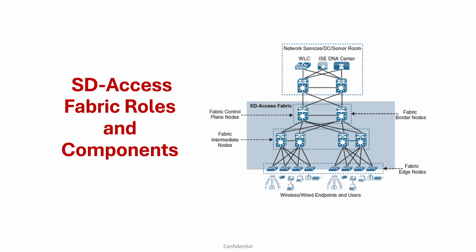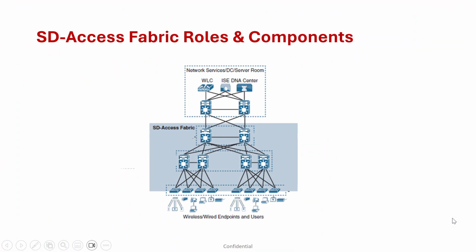In this session, I will discuss SD access fabric roles and components. The operation of an SD access fabric depends on multiple device roles, each with a specific responsibility. Based on that, there are five basic device roles in the fabric overlay, such as fabric control plane node, fabric border node, fabric edge node, fabric intermediate node, and fabric edge node.